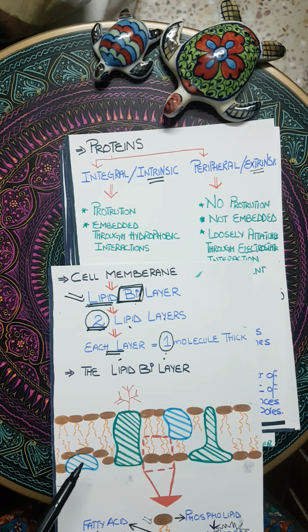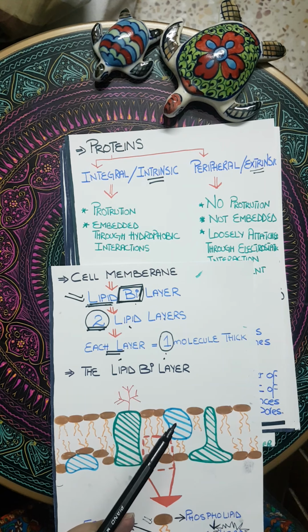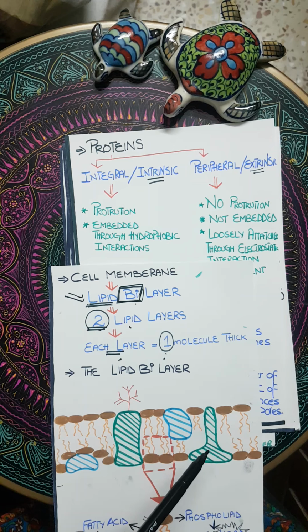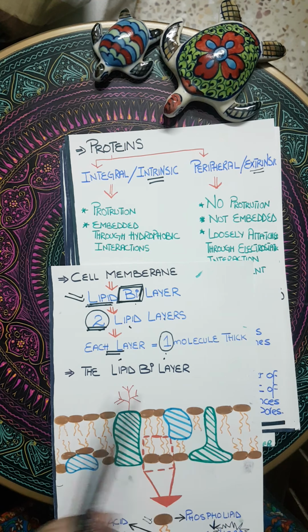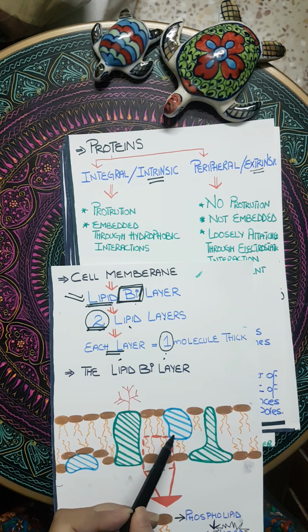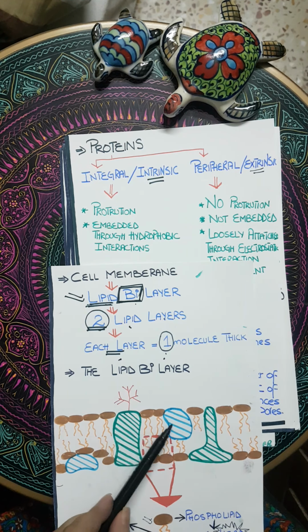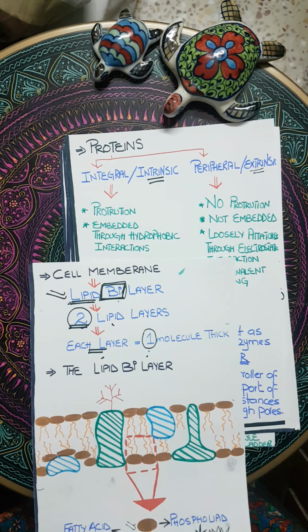These are at the periphery, very loosely attached to the membrane through electrostatic interaction, whereas these intrinsic ones are embedded in the membrane because of hydrophobic interaction, and these extrinsic proteins are very loosely attached. There is no covalent bonding between the membrane and these proteins and the surrounding structure.